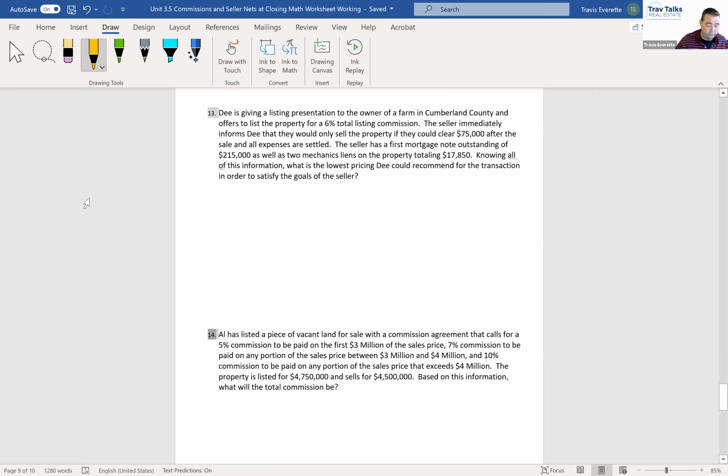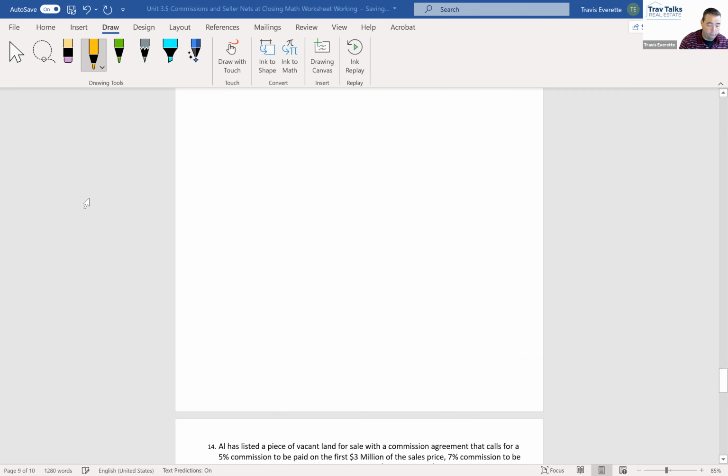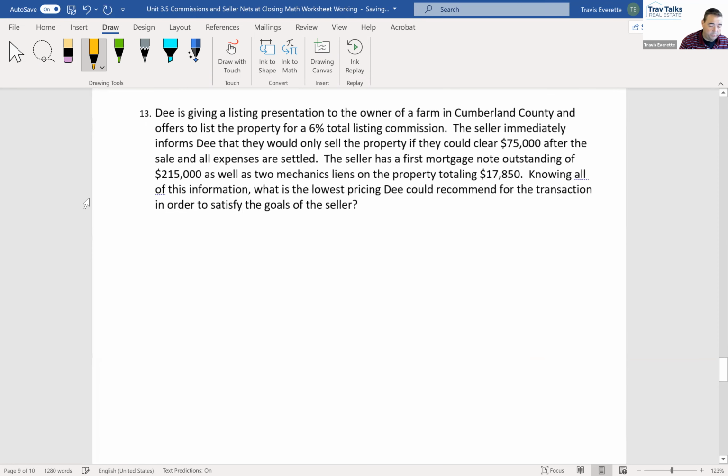Okay, let's take a look at the next one here. Give myself some working room. It's easier to keep one per page. D is giving a listing presentation to the owner of a farm in Cumberland County and offers to list the property for a 6% total listing commission. The seller immediately informs D that they would only sell the property if they could clear $75,000 after the sale and all expenses are settled. The seller has a first mortgage note outstanding of $215,000, as well as 2 mechanics liens on the property totaling $17,850. Knowing all of this information, what is the lowest pricing D could recommend?